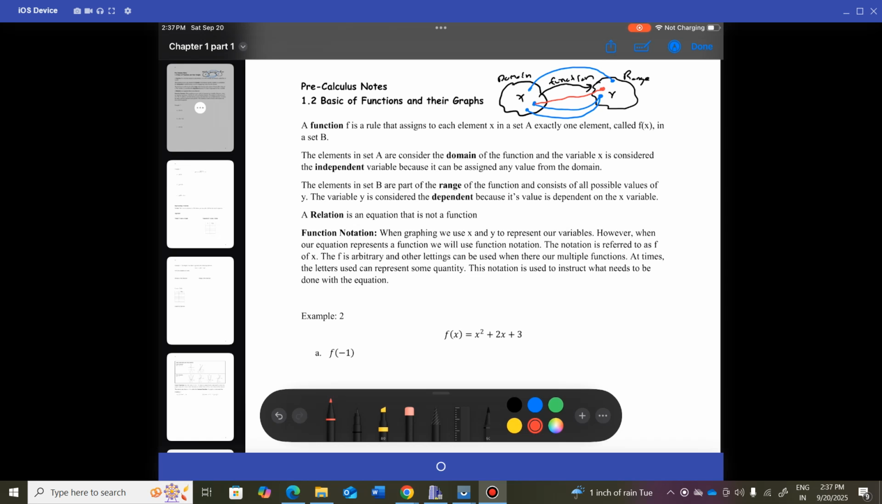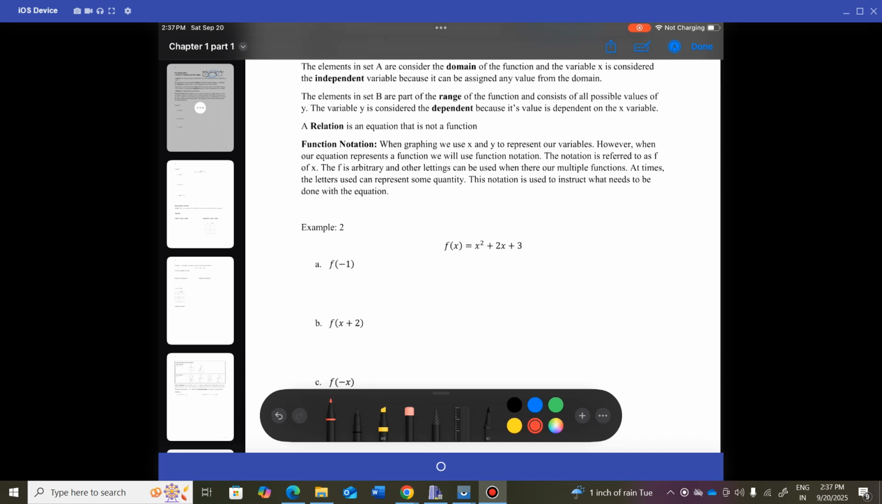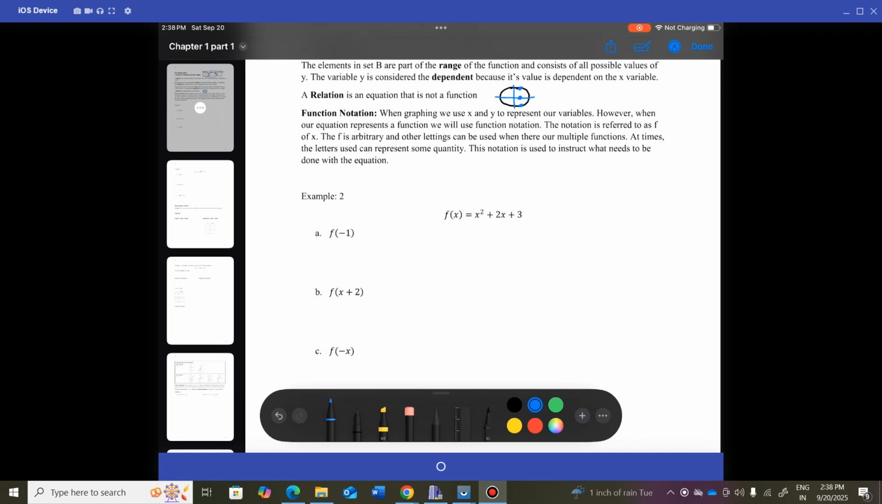A relation is an equation that is not a function. A common relation is a circle, where for a certain value of X, you could have multiple values of Y. Relations are very common in geometry, because when you graph certain things, there are different points to it. Relations are allowed, it's just that they're not functions.